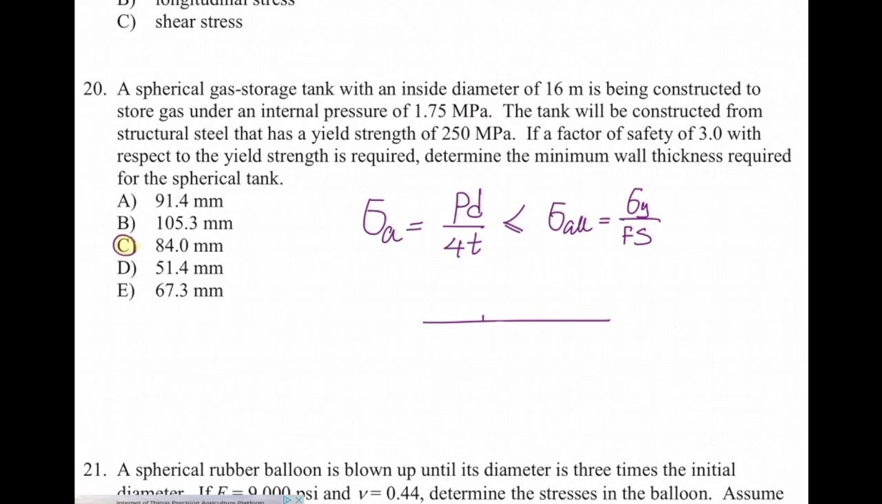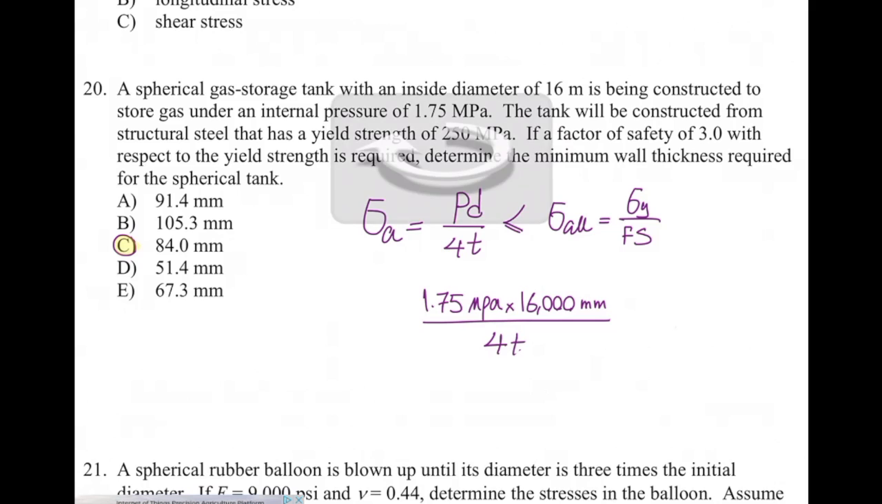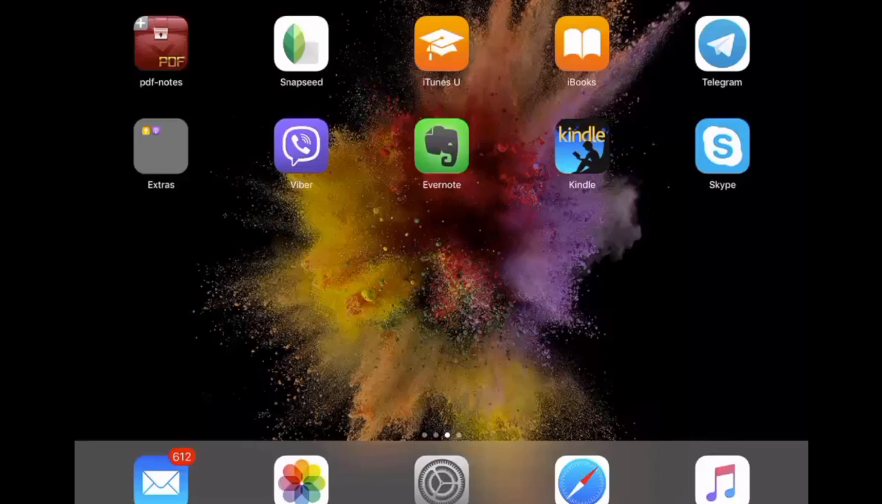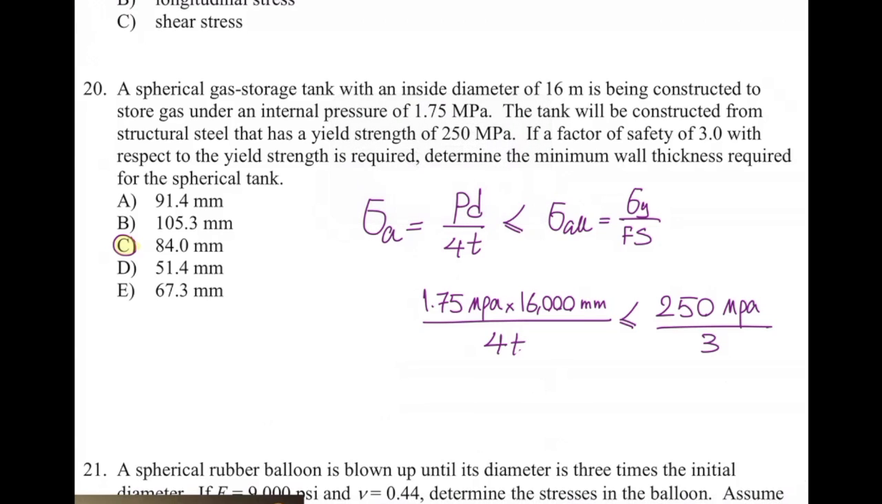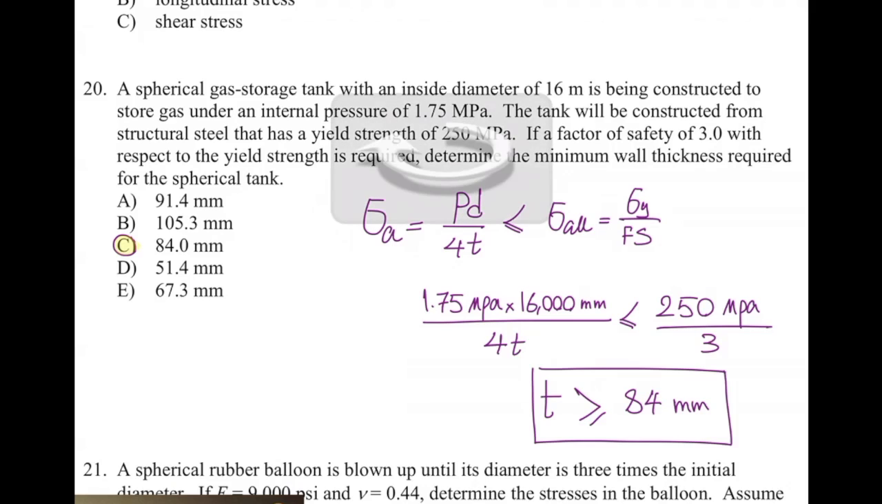Let me plug the values. The internal pressure is 1.75 megapascal. The diameter of that sphere is 16 meters, which means 16,000 millimeters. And the thickness is what we are looking for, and that should be smaller than the yield stress, which is 250 divided by factor of safety of 3. And if I solve that for T, that gives me T should be larger than 84 millimeters. So that would be option 20.